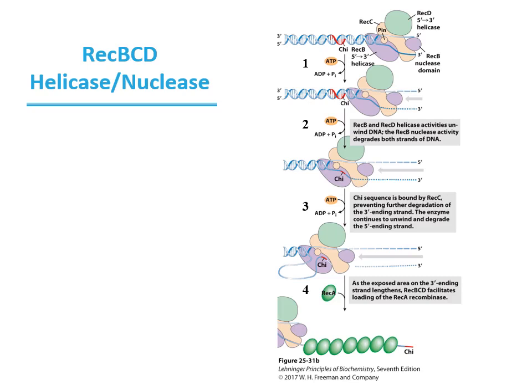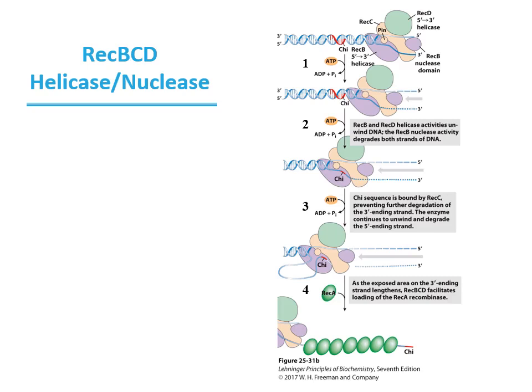This is shown in step 1. In step 2, RecB is shown to degrade both strands as the complex travels. RecB cleaves the 3' ending strand more often than the 5' ending strand. In step 3, when a chi sequence is encountered on the 3' ending strand, the RecC subunit binds to it, halting the advance of the strand through the complex.